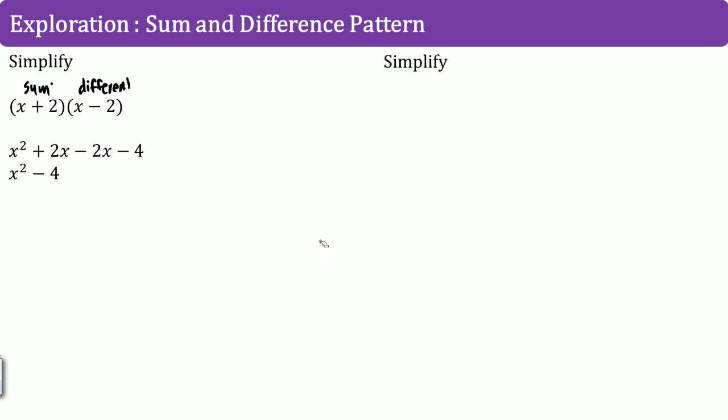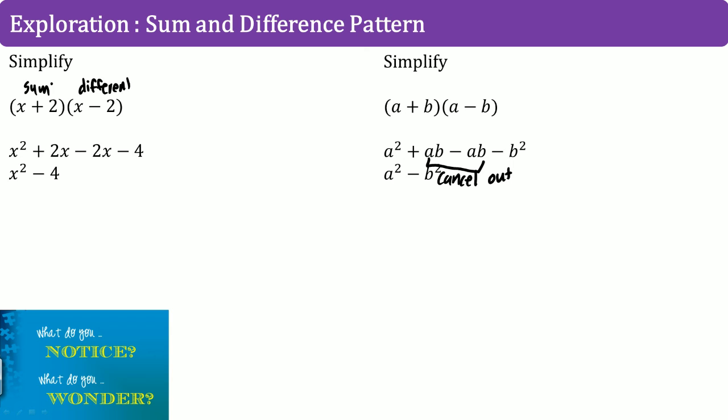Now, I decided to put it right here using letters, and you're going to notice something. These two will always cancel out. So the final answer is a squared minus b squared. Notice these two always cancel out. When it is a sum and difference, the inside terms cancel out, leaving you with a squared minus b squared. So that makes your life so much easier.